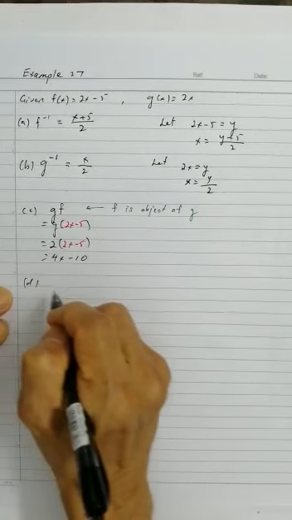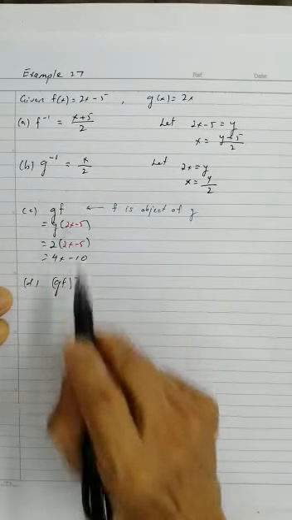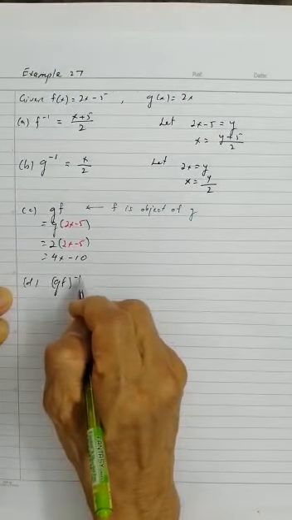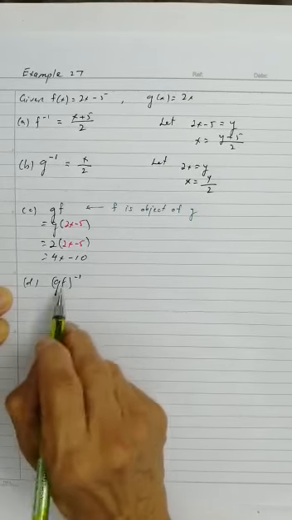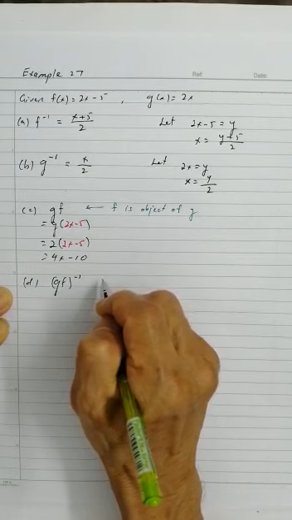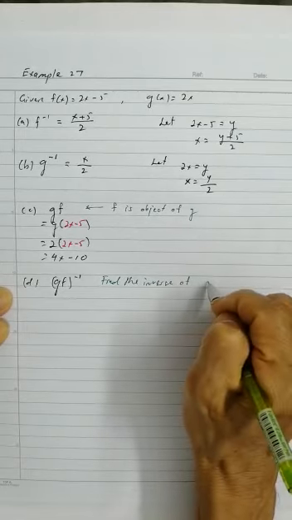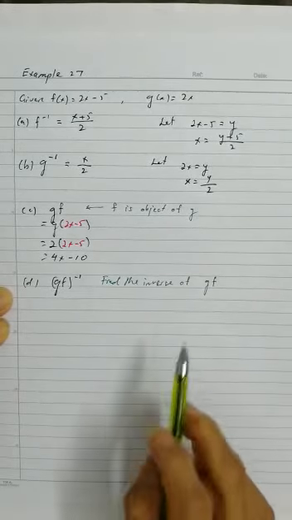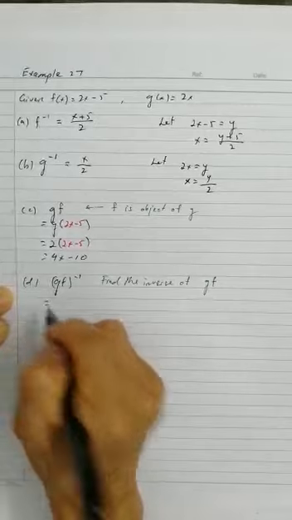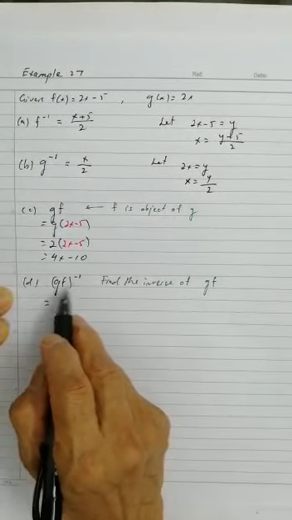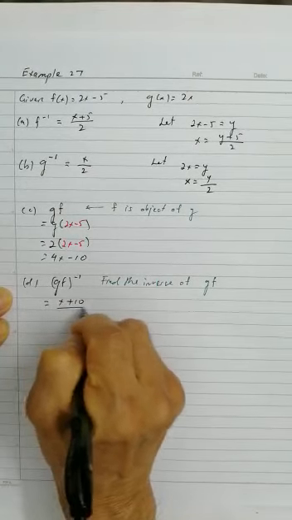In part D, you are asked to find (gf) inverse. That means the inverse of this function. Take note that this is the notation for inverse. So here it means find the inverse of the composite function g of f. For those who can get it done mentally, the inverse of g of f is (x plus 10) divided by 4.